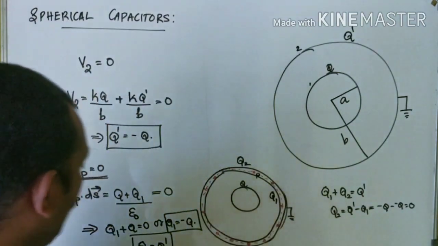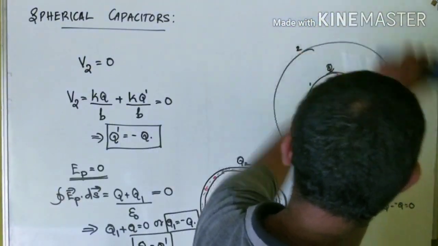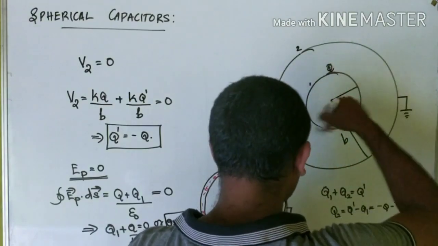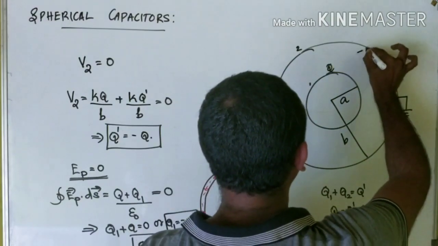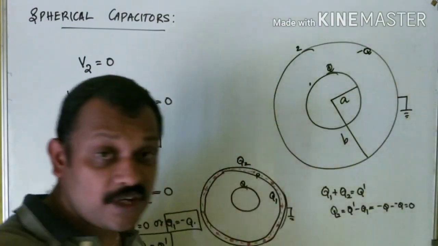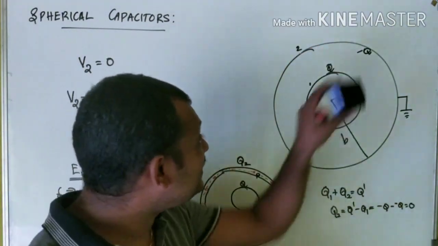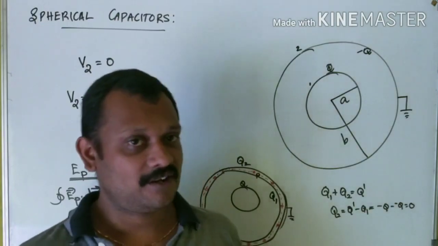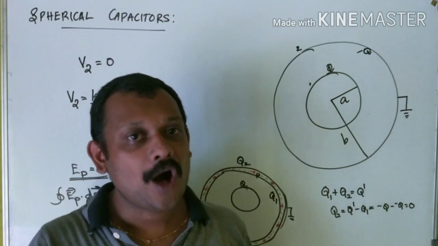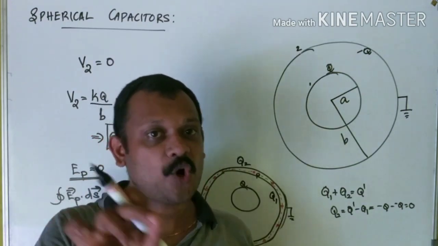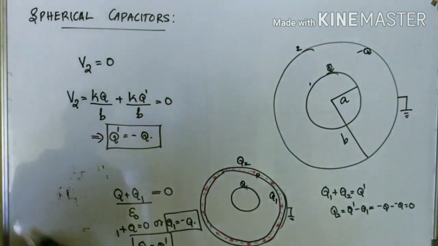Okay, so I can just write it as, if Q is the charge on the inner shell, the charge on the outer shell will be minus Q, and this minus Q will be located on the inner surface of the outer shell. I repeat, minus Q will be located on the inner surface of the outer shell. Ready? Okay.